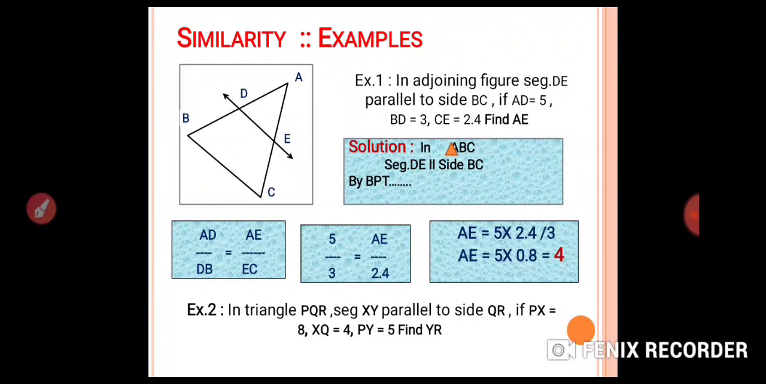Read example number 2. In triangle PQR, segment XY is parallel to side QR. If PX is equal to 8 and XQ is equal to 4, PY is equal to 5, find YR. Students, try to solve this example in your notebook.